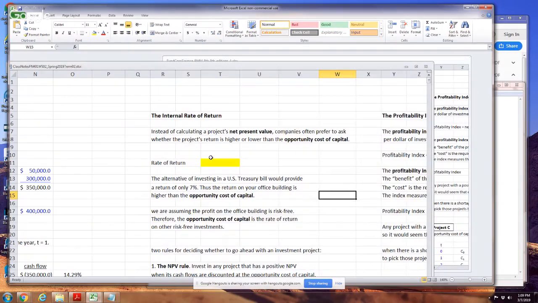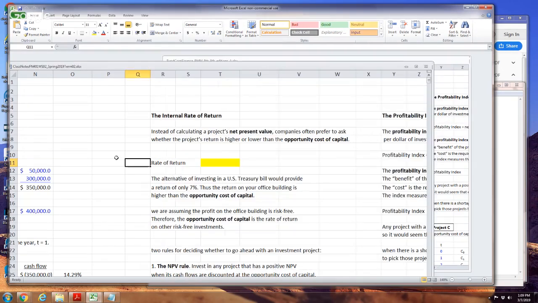Okay, we're at the internal rate of return piece of this. It says, instead of calculating the present value, companies prefer to ask whether the project return is higher or lower than the opportunity cost. We've already done this, but we're going to continue to work on this concept. We're officially looking at it now.